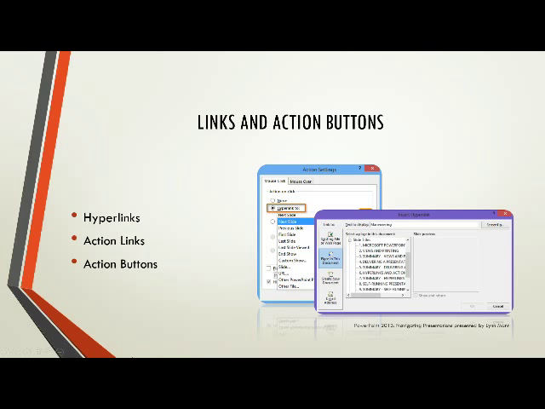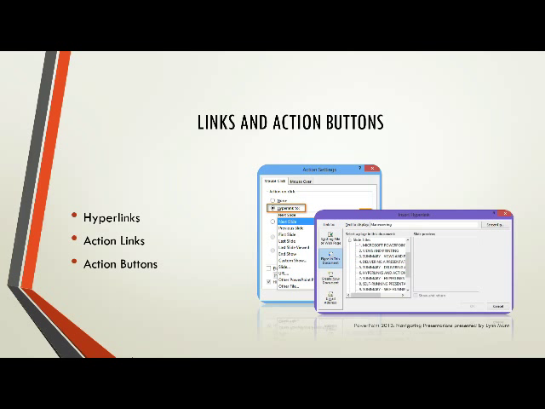With Microsoft PowerPoint 2013, there are several ways to get around our PowerPoint. Three ways can be hyperlinks, action links, and action buttons. Hyperlinks, you're probably very familiar with, are links of either text or something that you click on and you jump to something else. We can jump to a place in our PowerPoint, or we can open up a file, or we can even start an email, or we can even go to a place on the web.